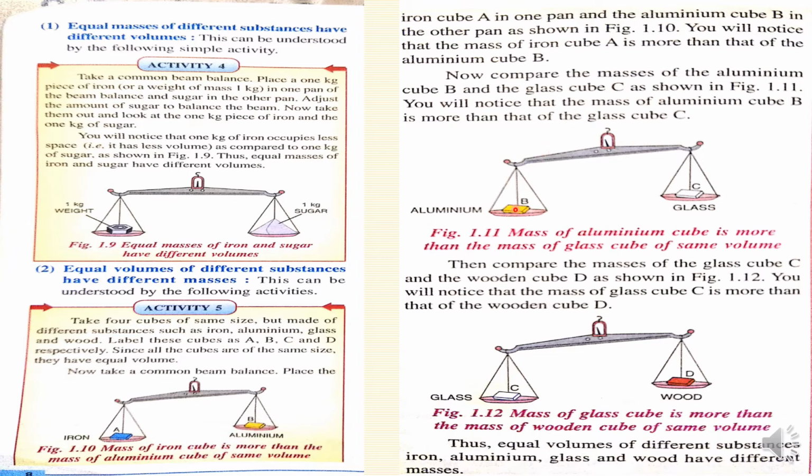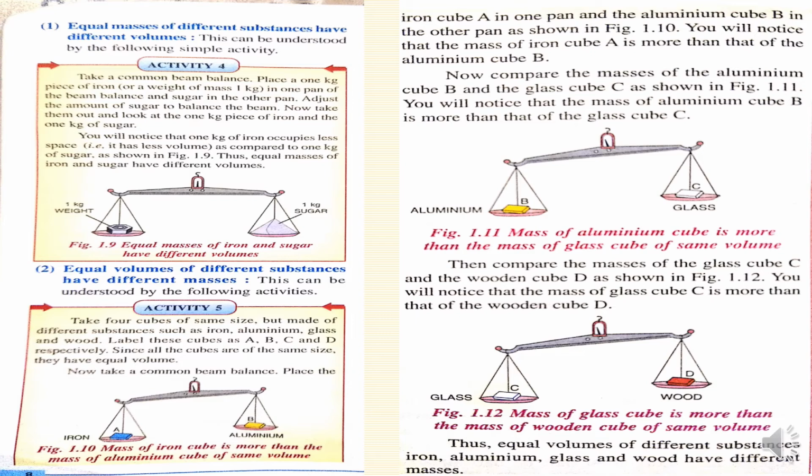In the same way, the mass of an aluminium cube is more than the mass of an identical glass cube. Aluminium is denser than glass. Here, glass is denser than wood. So, to distinguish between substances made of different materials, to identify them, we use a term: density.